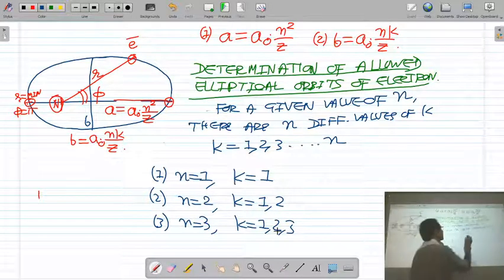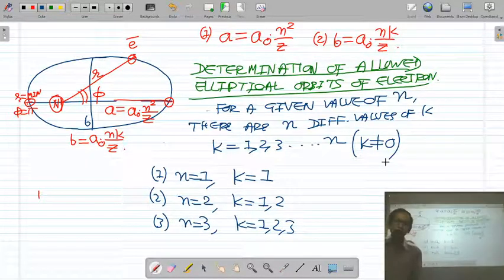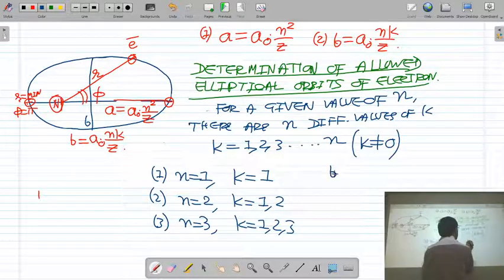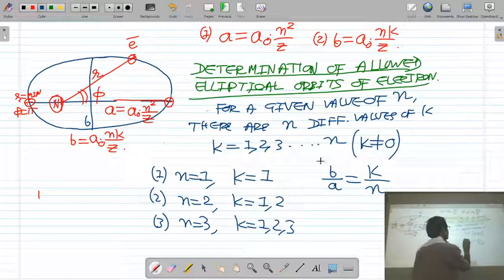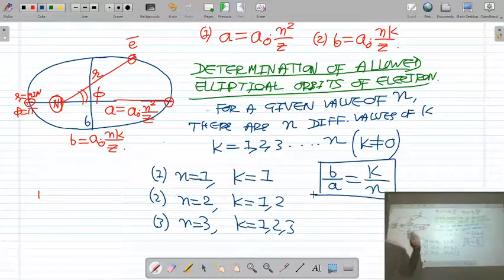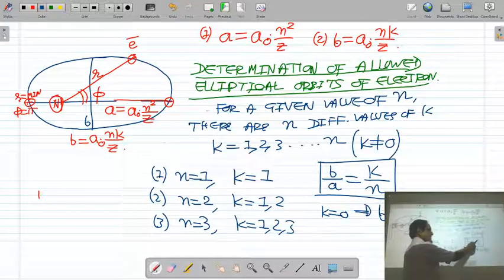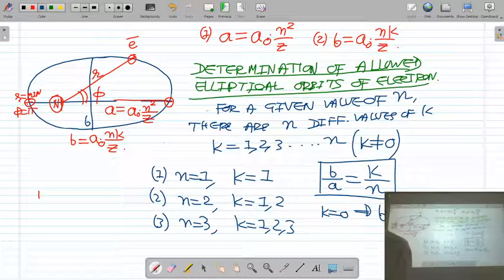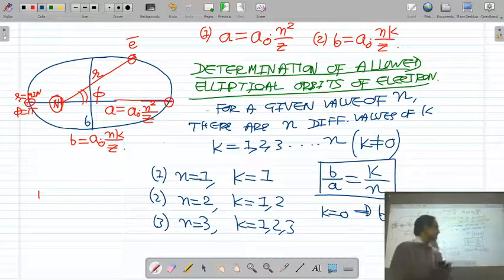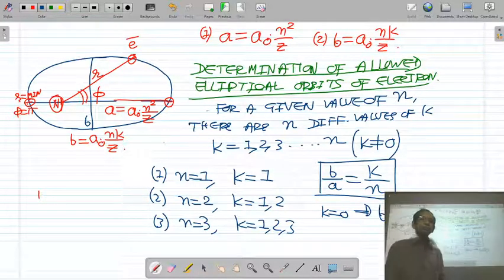Okay. So please remember, k is not equal to 0. Why are we not taking k equal to 0? I explained. What is the quantum condition? The quantum condition is b upon a is equal to k upon n. If you take k equal to 0, then b is equal to 0. If the azimuthal quantum number k is 0, then the semi-minor axis b will be 0, which means there is no existence of the semi-minor axis.